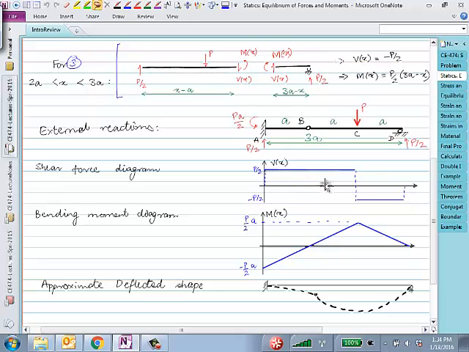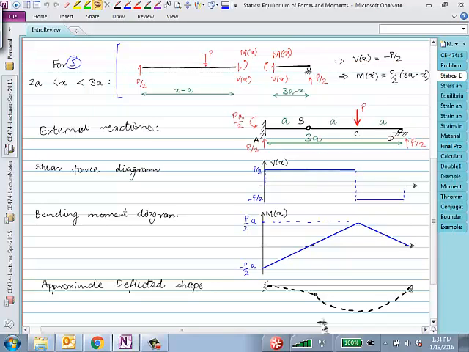And the integral of the shear force diagram is the bending moment diagram, so that's an easy way to draw these diagrams quickly. I did not point out last time that the deflected shape would look something like this, but hopefully it's clear to you.